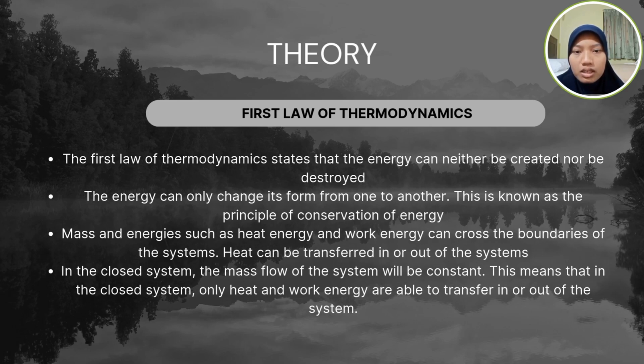Mass and energies such as heat energy and work energy can cross the boundaries of the system. Heat can be transferred in and or out of the system. In a closed system, the mass flow of the system will be constant. This means that in a closed system, only heat and work energy are able to transfer in or out of the system.